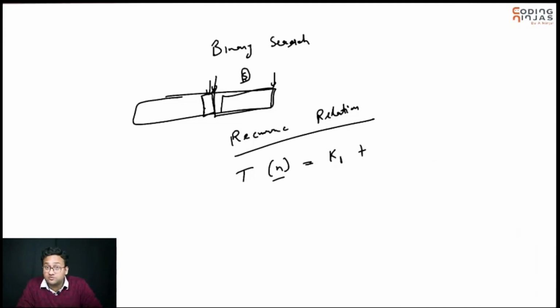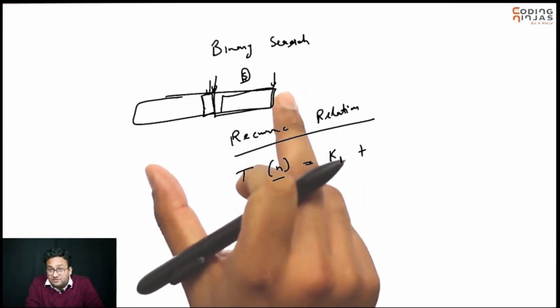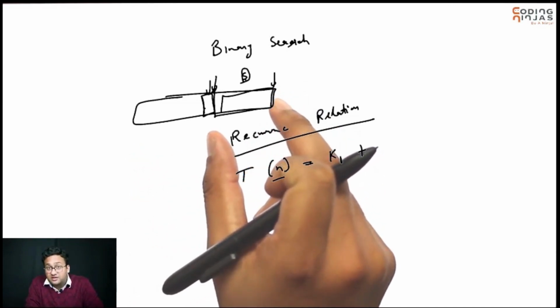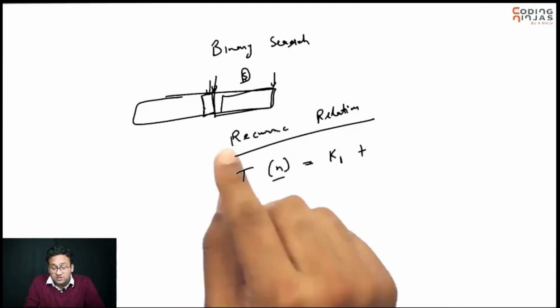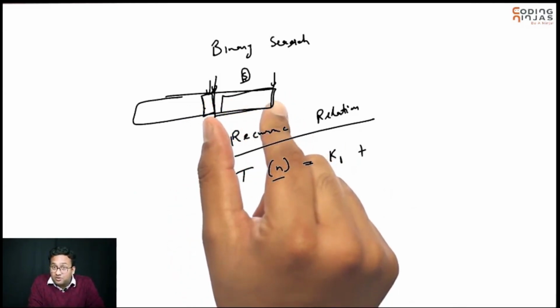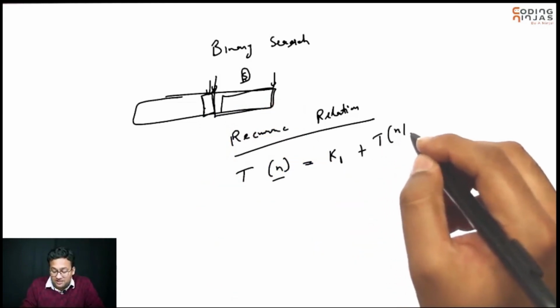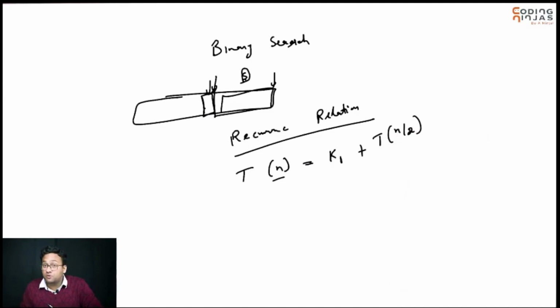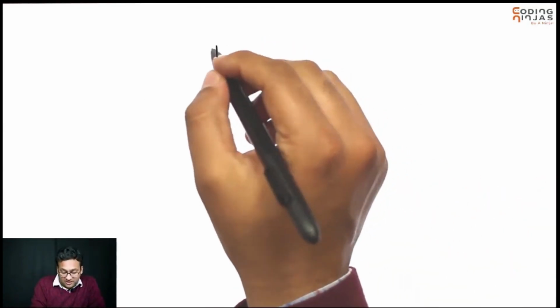now that you have done this much work, your problem has reduced from a problem of size n to a problem of size n by 2. So Tn is k1, some constant work, plus same problem but half size. So Tn is equal to k1 plus Tn by 2. Your problem is now half sized. That's the recurrence relation in case of binary search. Okay, so now let's solve this recurrence relation.